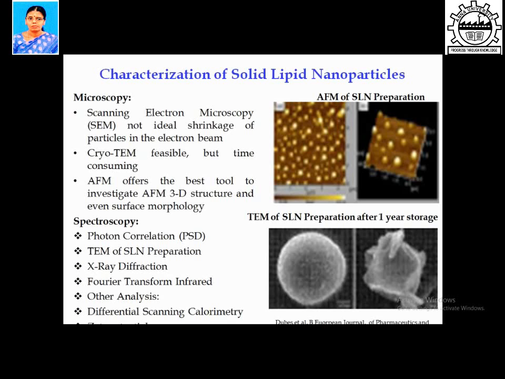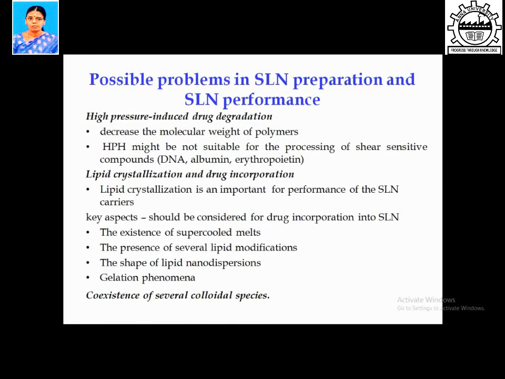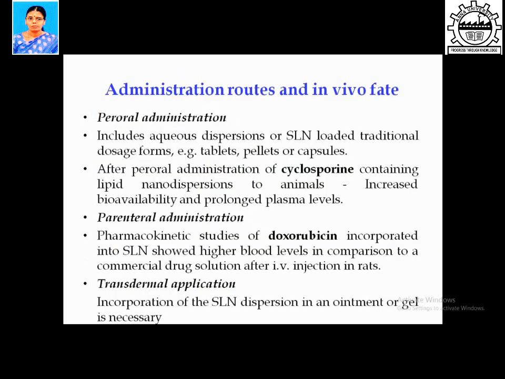And there are problems in the SLN preparation because when you use different methods, every method has its own advantages in it. So you have to choose which. Suppose if the drugs are very highly sensitive to the high pressure, then high pressure homogenizers can be used. And you can use different kinds of routes for the administration of the SLN preparation.